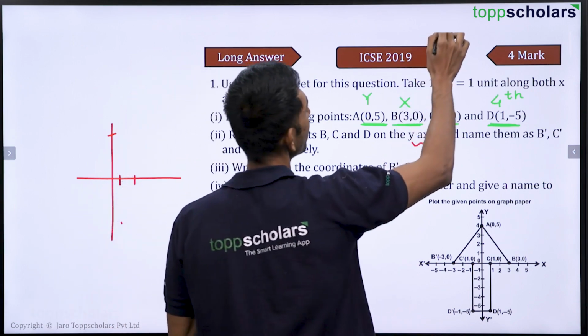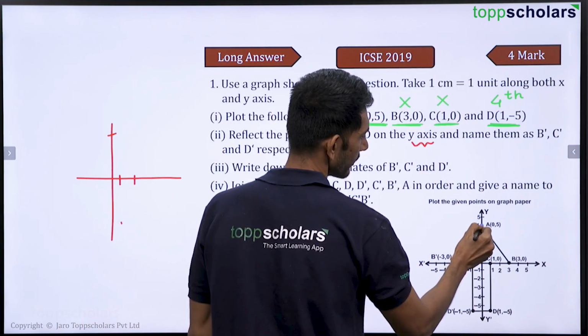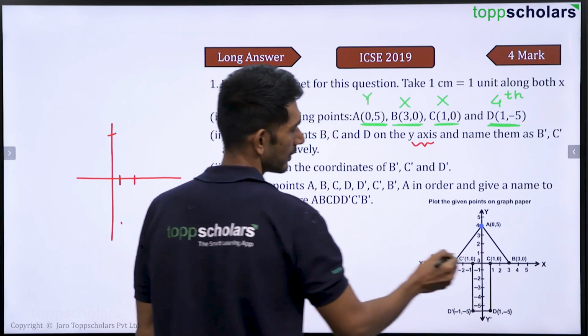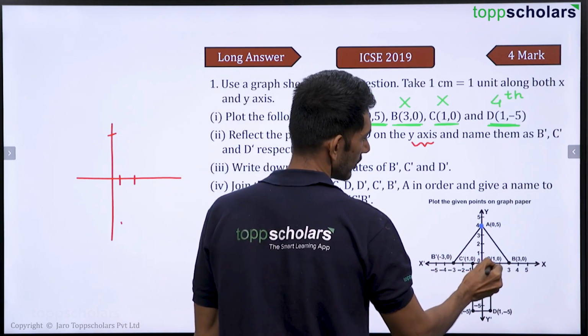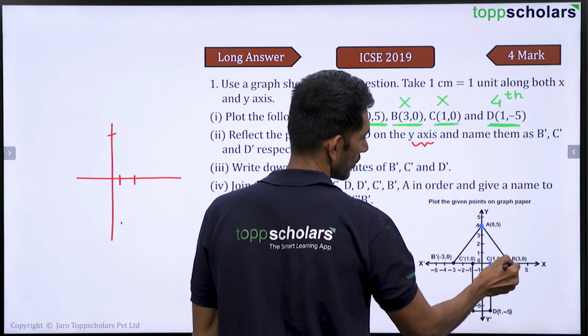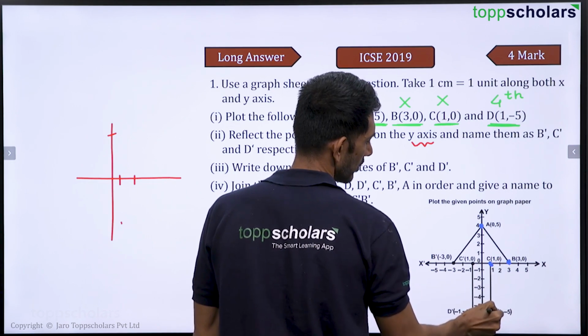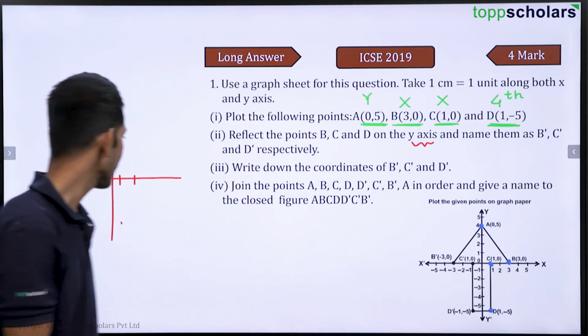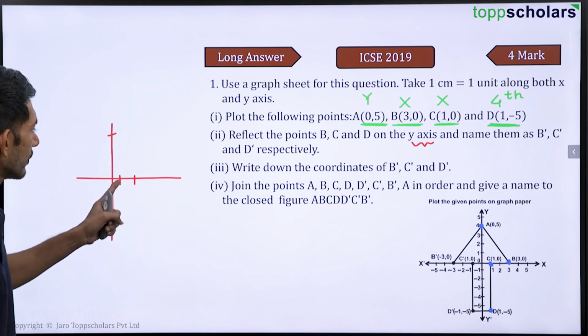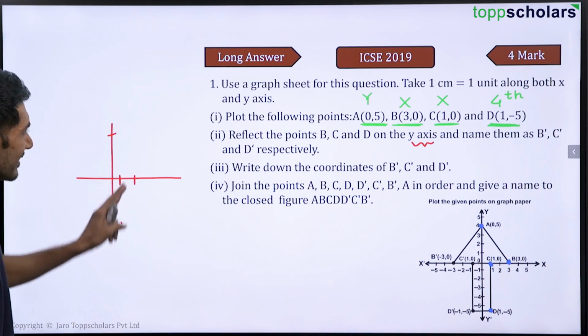So let us see. Understand now. Understand very carefully. 0, 5, 1, 0, 3, 0, 1, minus 5. As I said, 0, 5, 1, 0, 3, 0. So it is like this.